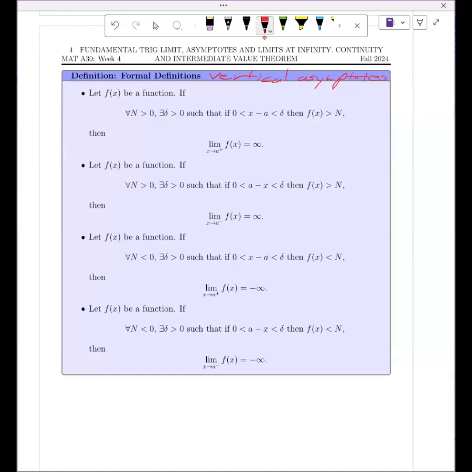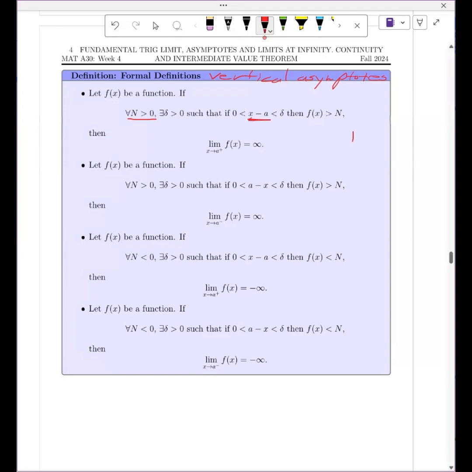Let f of x be a function. If for all n greater than 0, there exists a delta greater than 0, such that if 0 is less than x minus a, which is less than delta, then f of x is greater than n, then the limit as x approaches a from the positive of f of x goes to infinity. What's important to note here is that we don't have an absolute value sign.